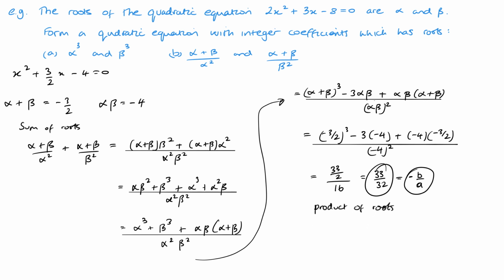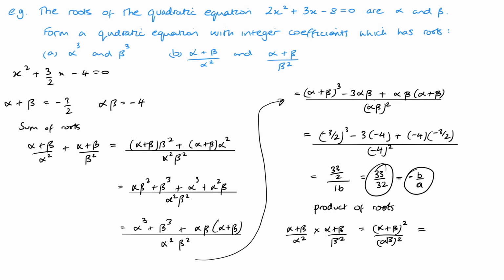So product of my roots. Now this one should be a little bit easier. So we are doing our alpha plus beta over alpha squared, and not plus but times, alpha plus beta over beta squared. So this one is just simply alpha plus beta squared over alpha beta all squared. Okay, just take that extra step there.